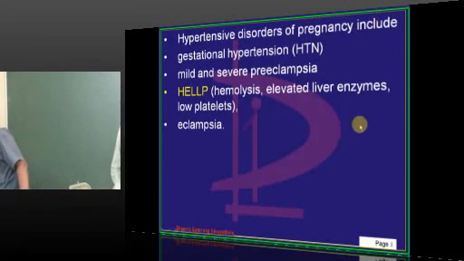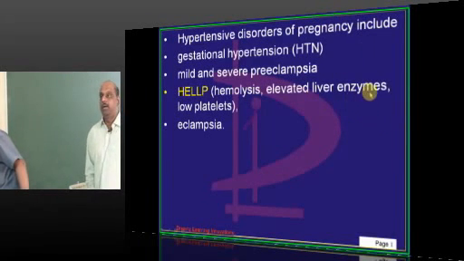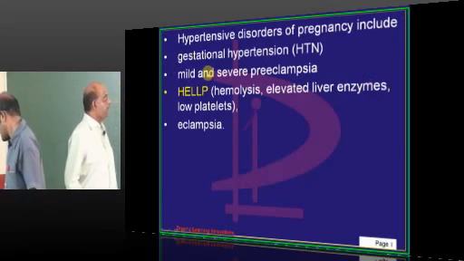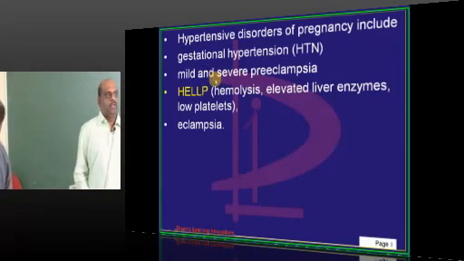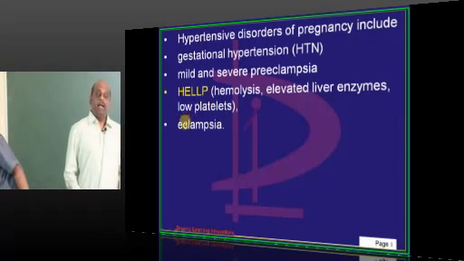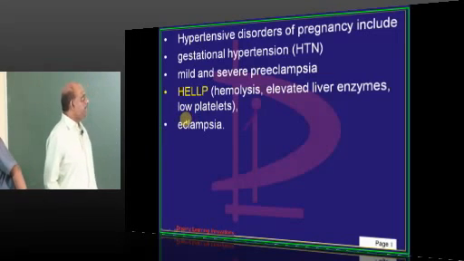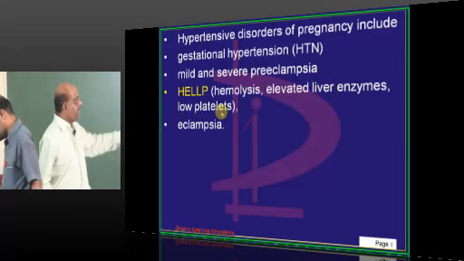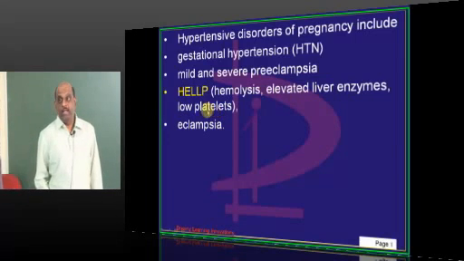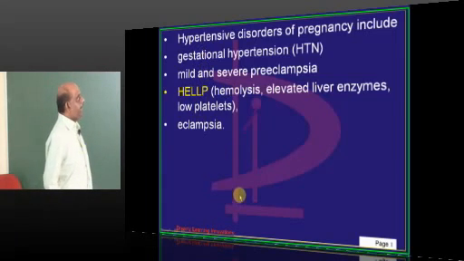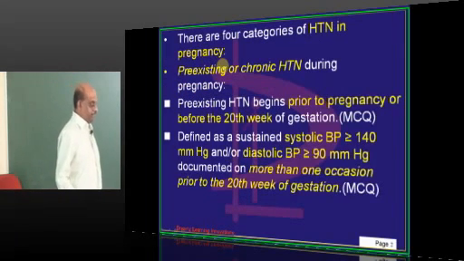Now let us talk about hypertension during pregnancy. We have gestational hypertension, mild and severe preeclampsia, HELLP, which includes hemolysis, elevated liver enzymes and low platelets, and eclampsia. They are all the various classes that fall under hypertensive disorders of pregnancy.